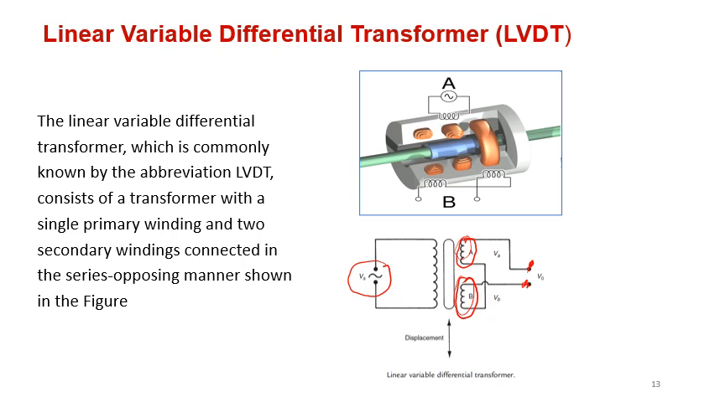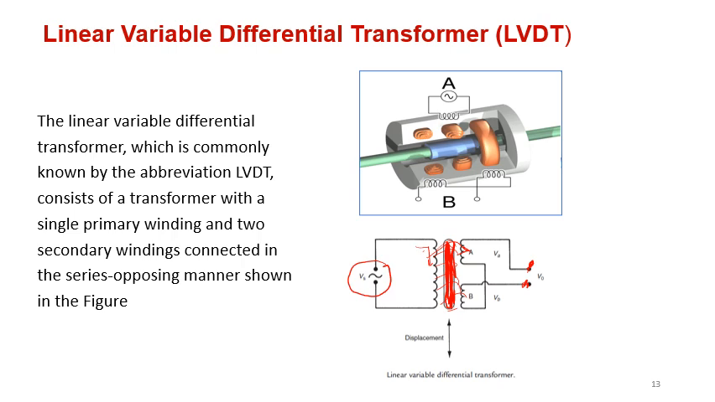This output is going to be 0 if the magnetic fields reaching both secondaries are the same. This coil is going to have current, and current will generate a magnetic field. The magnetic field will cross this bar, which is considered the core. It will go through it to the other side.